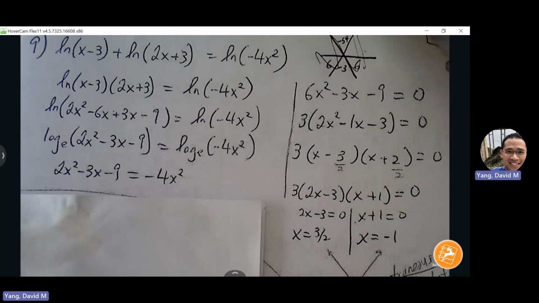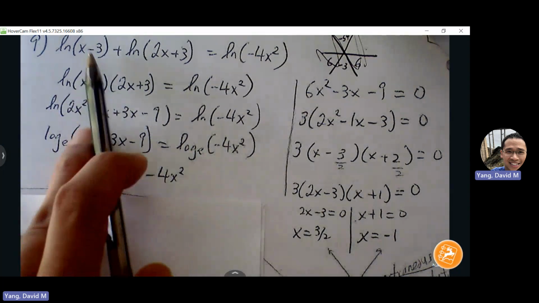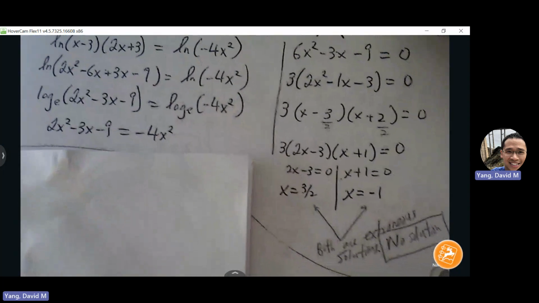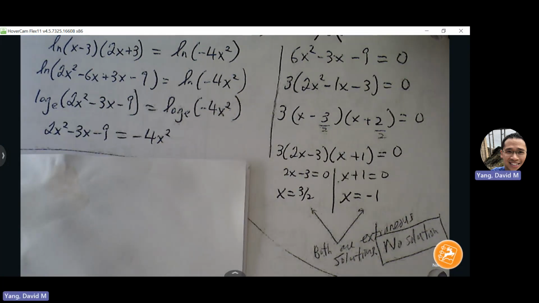The 3 is just a coefficient. There's no variable with it, so it just goes away. It's not going to produce a solution. So the issue is that 3/2 and -1 are both going to cause issues. So we have no solution here, but both of the candidates are extraneous.